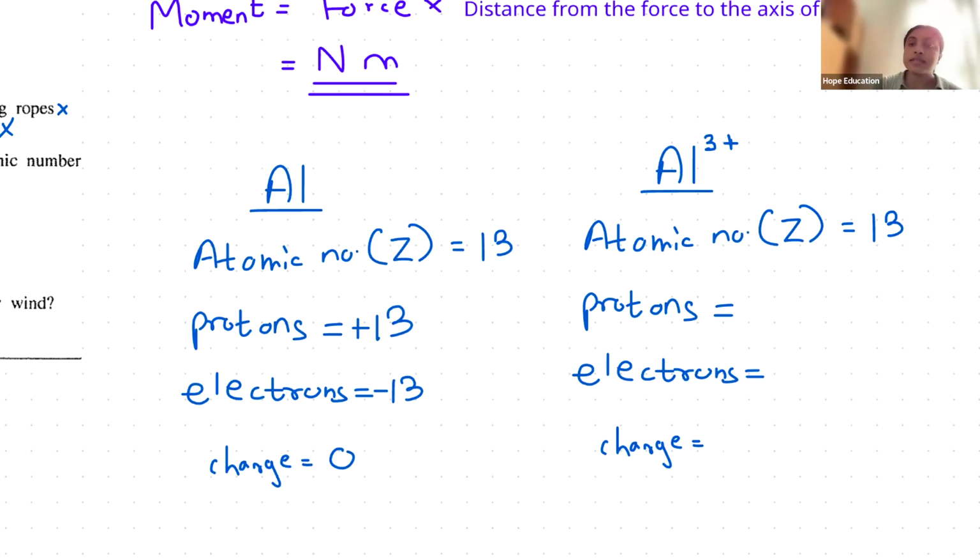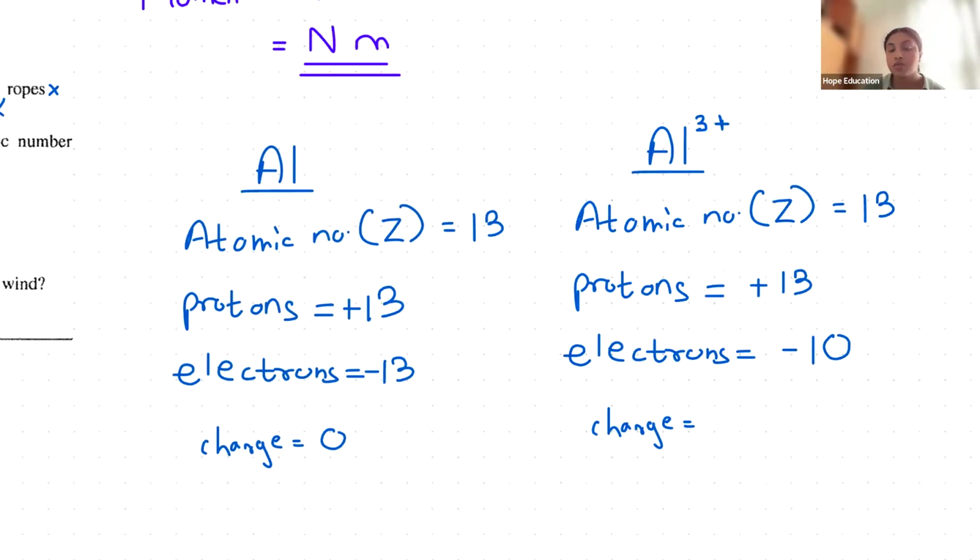Protons are inside the nucleus, along with neutrons. So they are not exchanged or affected during a chemical reaction or when ions are formed. It's always the electrons. So atomic number is 13 means number of protons will still be 13, so it's plus 13. However, now this is Al3 plus. That means how many electrons are here? A 3 plus means it has removed negative 3. Because it removed 3 electrons, there are only 10 electrons. Electrons are negatively charged, so it's minus 10. So plus 13 minus 10 balance to a charge of plus 3. That is why this is Al3 plus.